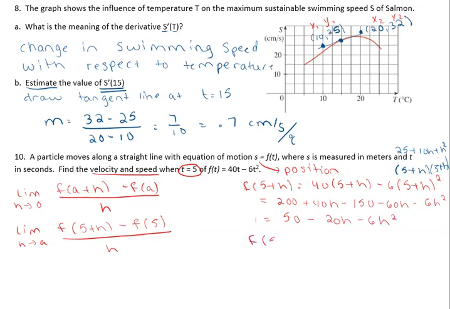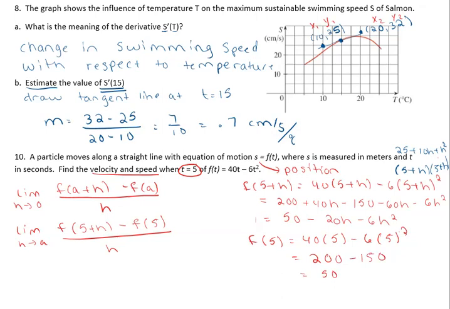Let's see if we can figure out f of 5 now. F of 5 means that we've replaced our t values with 5. So that will look like 40 times 5 minus 6 times 5 squared. 5 squared is 25. 25 times 6 is 150. So we'll look at 200 minus 150. So that's 50. All right, let's put it all back in.